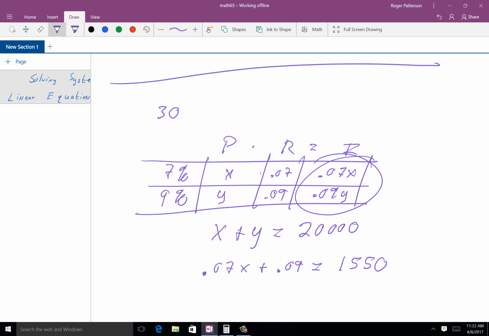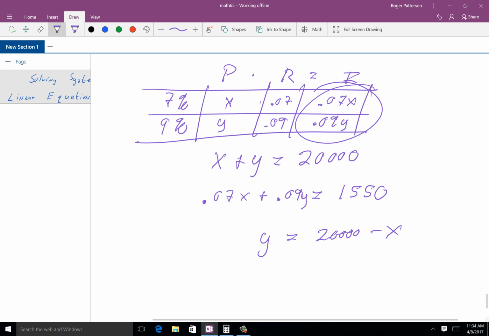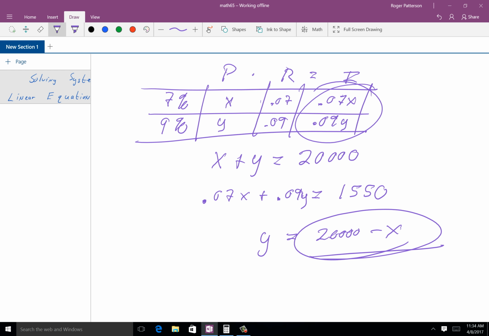So would it be 0.09y? Yep. So which way you want to do it? Substitution, elimination, substitution. Okay. Which variable you want to solve for? Okay. So we're going to solve for y obviously in the first one. So we'd have y equals 20,000 subtract the x. So now we're going to put that right into there.